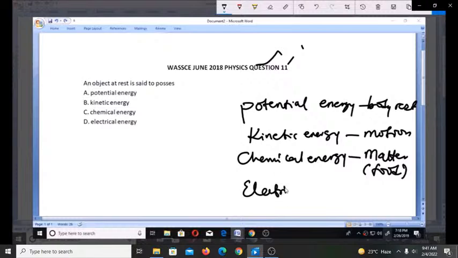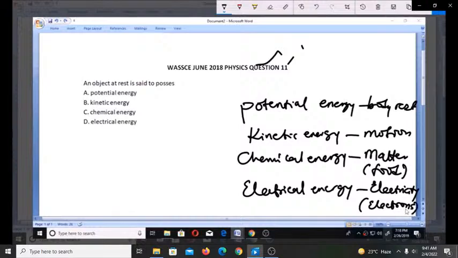Then we know about electrical energy, the very refined energy that you can use in your house and everywhere. It's very, very refined. It can easily be transported. This is energy due to electricity and flow of electrons. So those are the various forms of energy. So the one that is for body at rest, or due to height displacement from a particular point, is what we call potential energy. And that is the answer to this problem. An object at rest is said to possess potential energy.